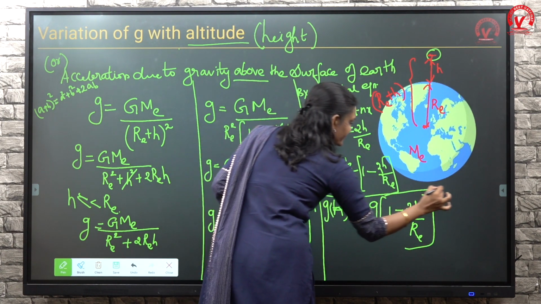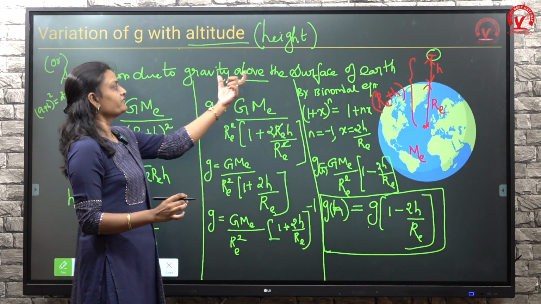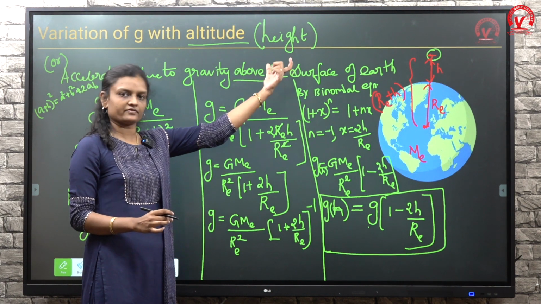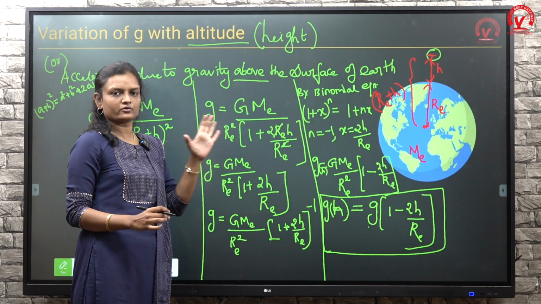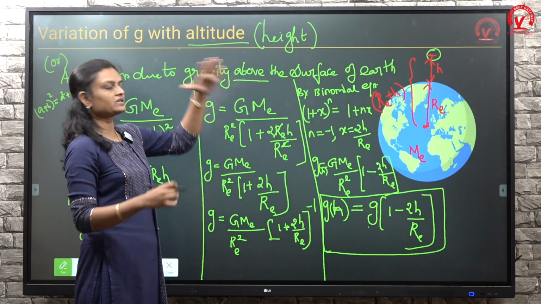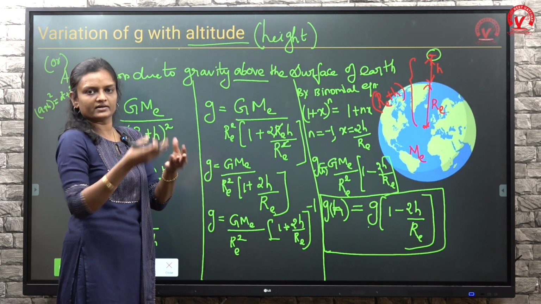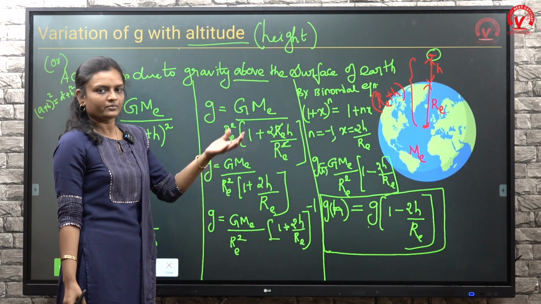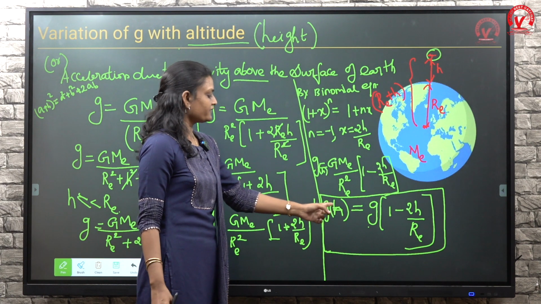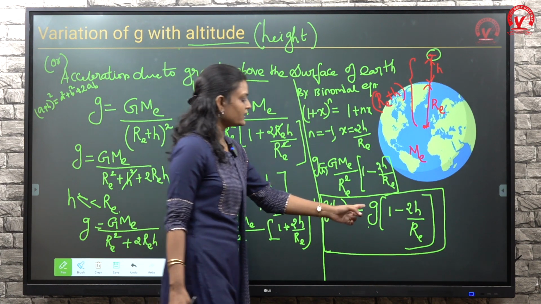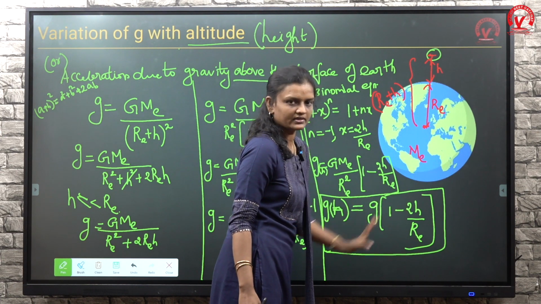This is the formula we got for the acceleration due to gravity when the object is placed above the surface of the earth. This formula is used in many problems. They asked in the previous year question papers also. They asked, when the object is placed above the surface of the earth, find the calculation. We want to find some numerical terms and we want to derive by using this formula only. So this is an important formula. g of h is equal to g into 1 minus 2h divided by Re.